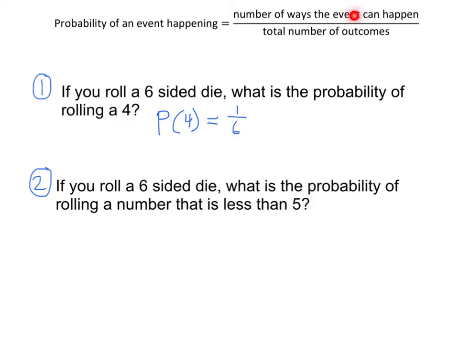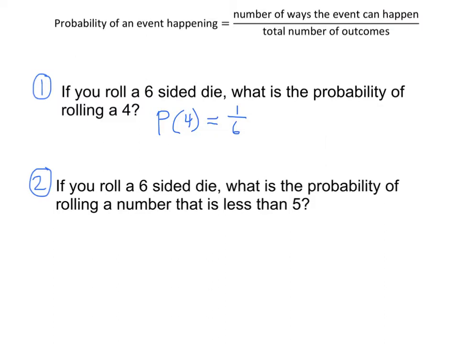I want to go back to this definition. Why is it 1 out of 6? Well, the top number is 1 because there's one way that we can get a 4. The top is the number of ways the event can happen. There's one way to get a 4. The bottom is the total number of outcomes, which is 6 because there are 6 possible numbers that could be rolled.